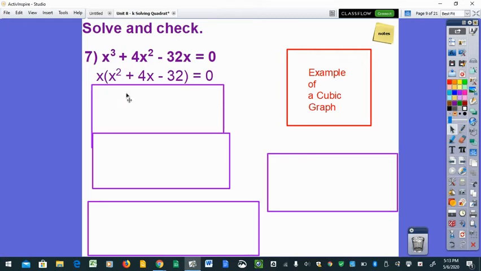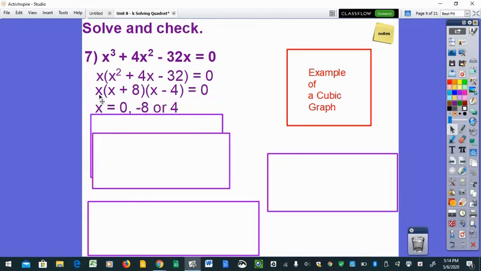Okay, did you get it? Did you get the x plus 8 and the x minus 4? Do you see 3 things multiplying to give you 0? You still have to have one of them equaling 0 in order for this product, this multiplication, to be 0. So either the x is going to equal 0, or the x plus 8 is going to equal 0, or the x minus 4 is going to equal 0. 0, negative 8, positive 4. 3 places that this cubic is going to hit the graph.